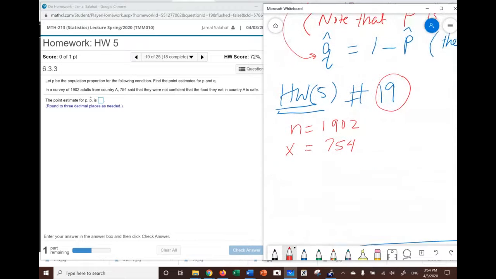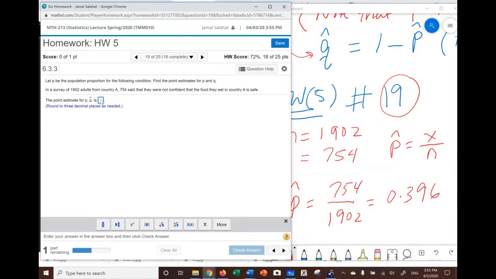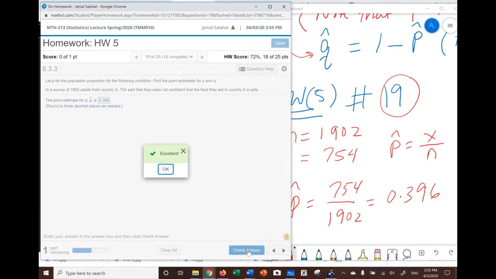Now, if you want to find P hat, it is always the proportion, so you divide X by n. P hat is always X over n. X will be 754, divided by 1902. If we grab a calculator and do this math, it's going to be about 0.396. So that is P hat. We type the number in there, 0.396, and check the answer, and the answer is good.